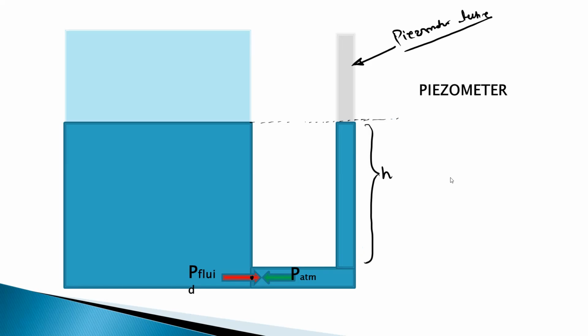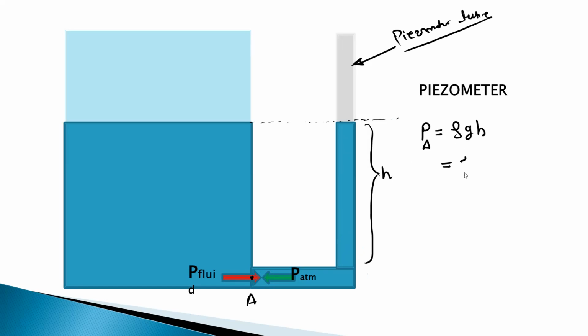Okay, so this pressure we can write by this equation, which is the hydrostatic law. P is equal to, suppose this point is A, so it is PA, and this is rho g h. Okay, so this h is nothing but the height above this point for this liquid, that is the liquid in the piezometer tube.